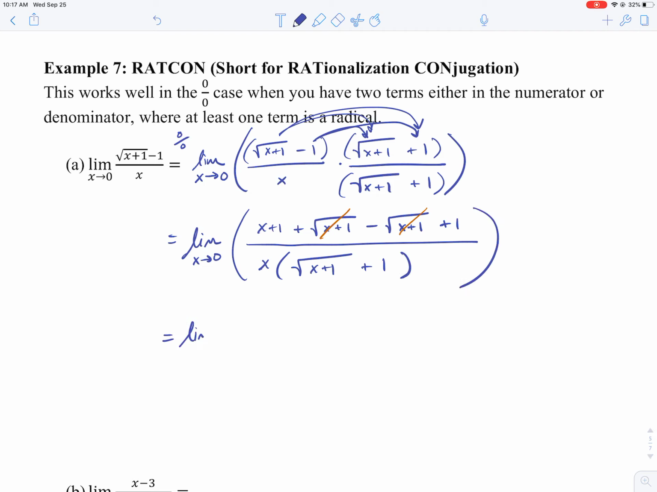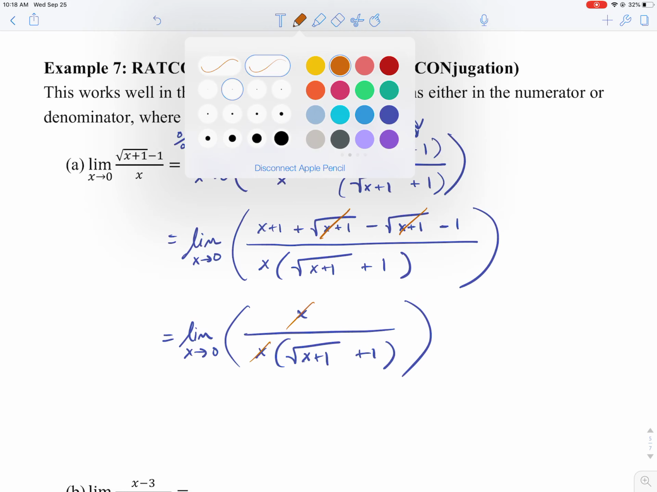Okay, so combining like terms in the numerator, I'll get x plus... oh, sorry you guys, that was minus 1 up here, when I did -1 times 1. So the 1's end up canceling, and then I'll be left with x in the numerator. The denominator is still the same thing. But you can see that the x's will cancel. And those are what were causing the 0 over 0.